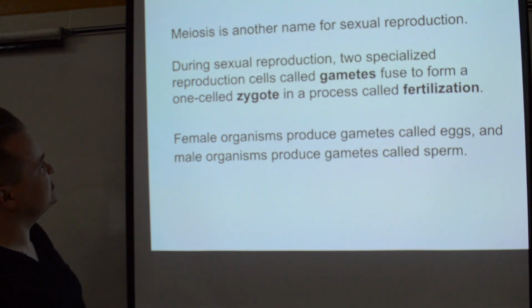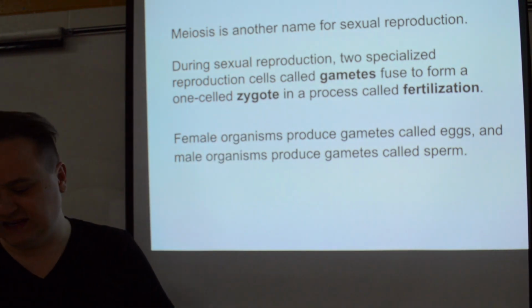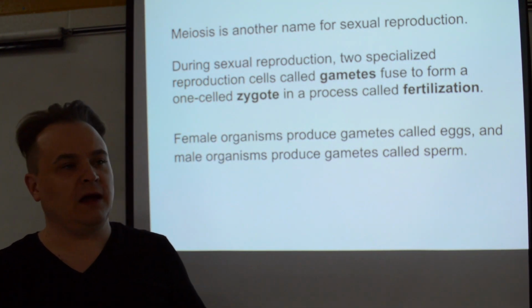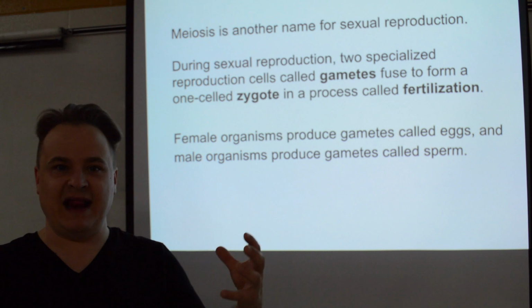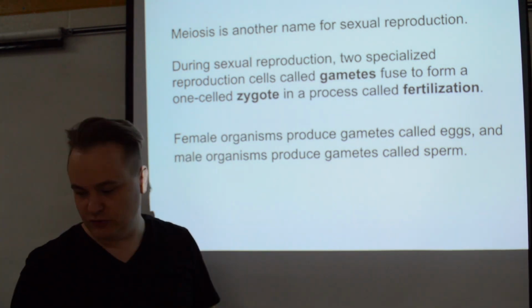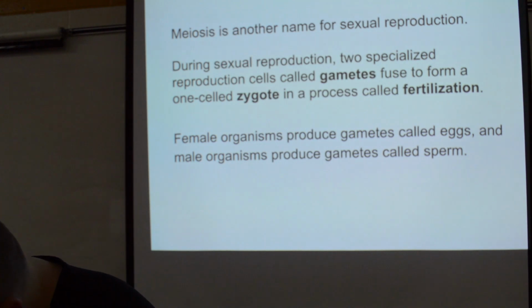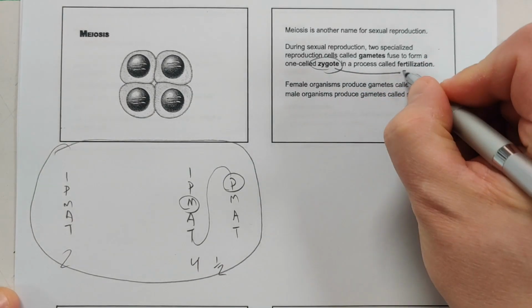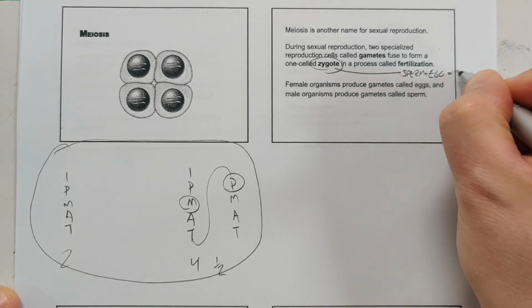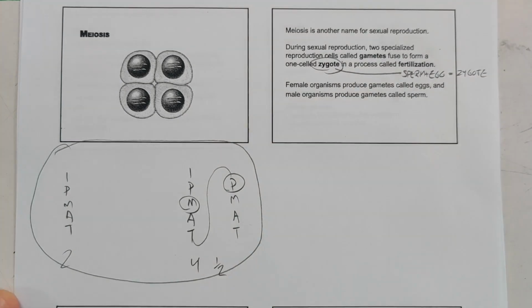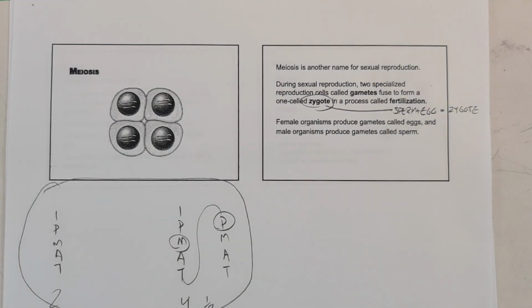During sexual reproduction, 2 specialized reproductive cells called gametes fuse to form a one-celled organism. It's called a zygote, and that's called fertilization. So what do you need to know there? You make sex cells from meiosis. They're half cells. When they form, if you get a sperm and an egg and they meet, that is called a zygote. So you can write right here, sperm and egg equal zygote. So once a sperm and an egg cell meet, they become a zygote.